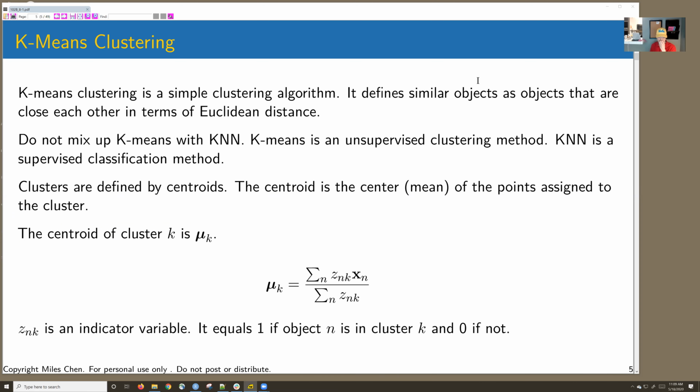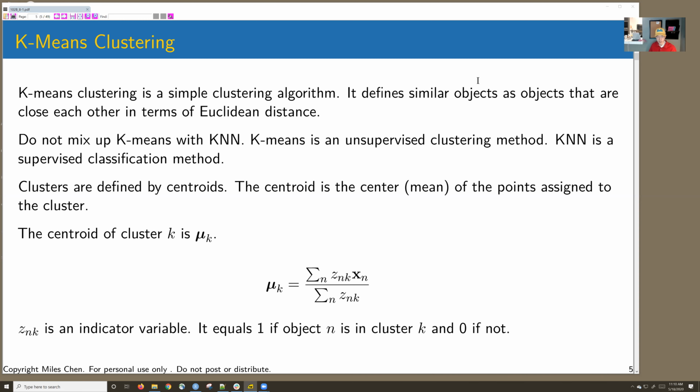Well, k is just an arbitrary number. In k nearest neighbors, the k is how many neighbors you're looking at. In k-means, the k is how many clusters you're looking for. In k-means clustering, clusters are defined by the centroids. So the centroid is going to be the center, or the mean, of the points that are assigned to the cluster.